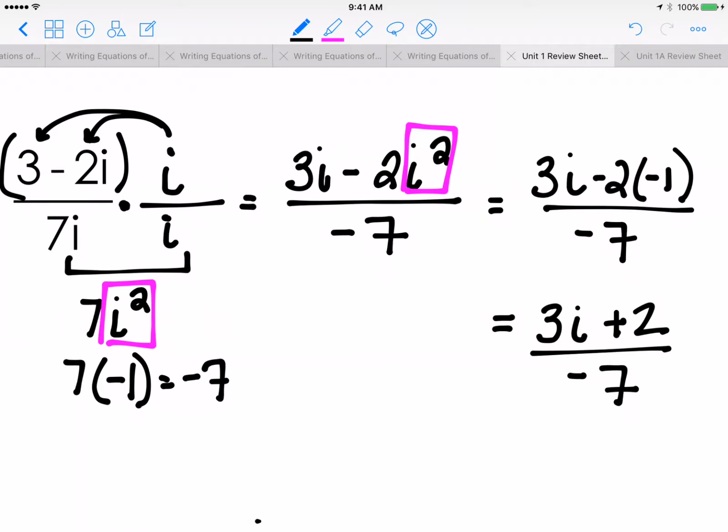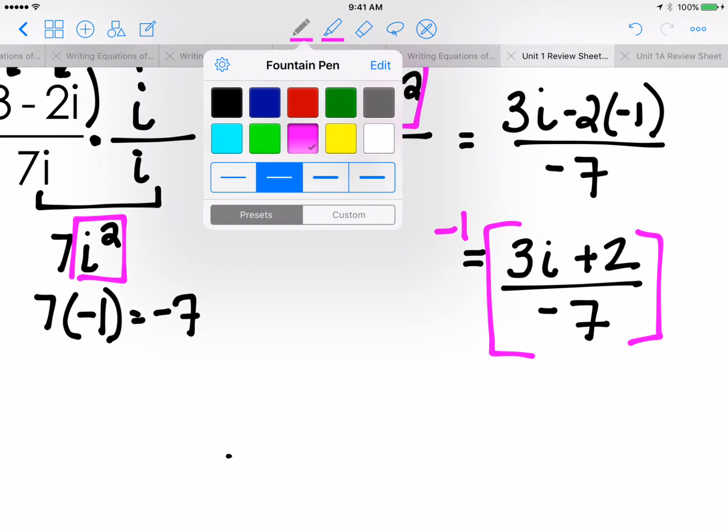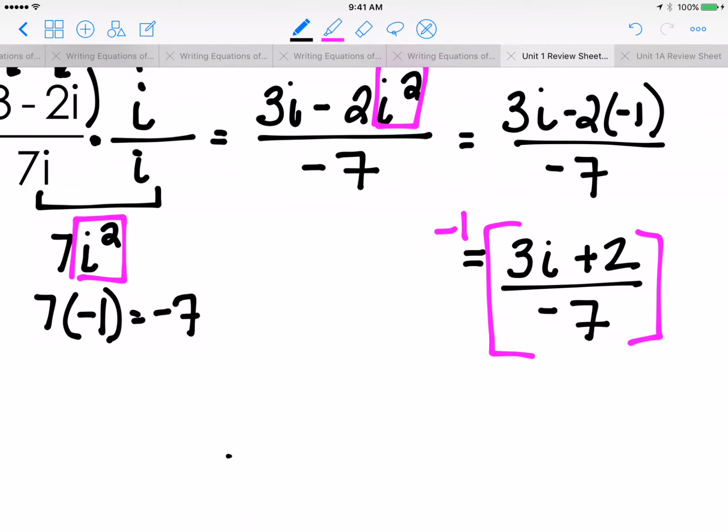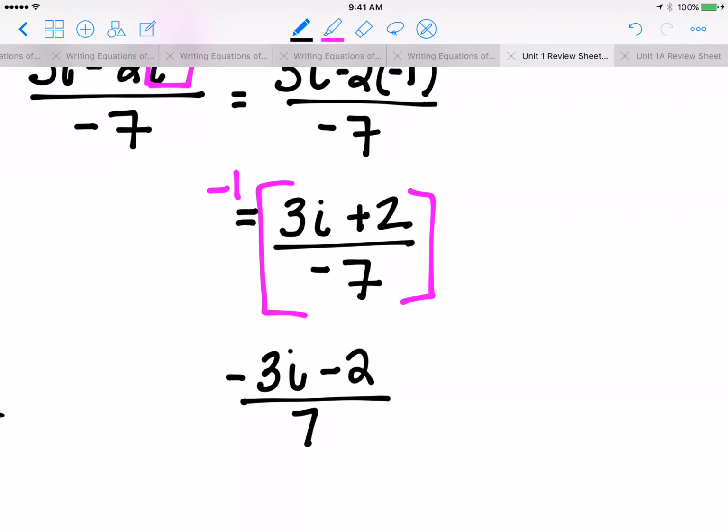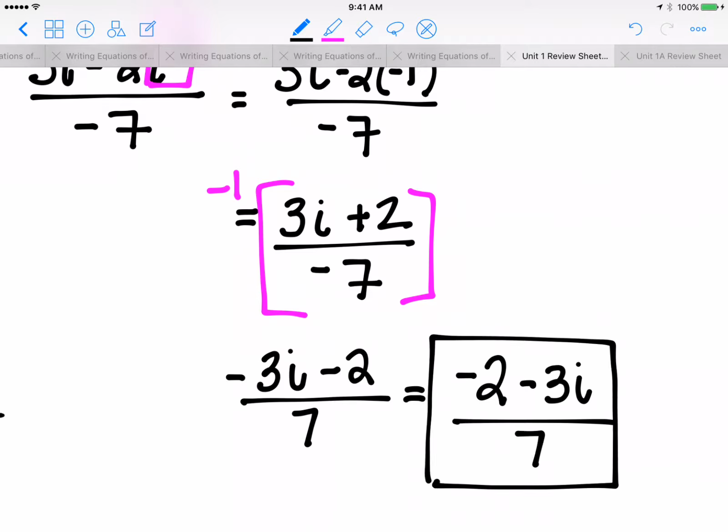And remember we said that it's not good math to keep that negative in the denominator. So we're going to multiply the whole thing by a negative 1, which essentially just changes all your signs. So we get negative 3i minus 2 all over 7. But the problem is we're not in standard form. Standard form says that we have to have our real number first, then our imaginary number, all over 7. And then this is standard form and simplified.